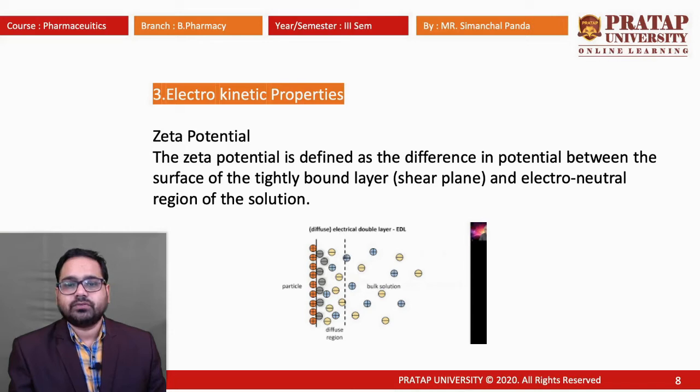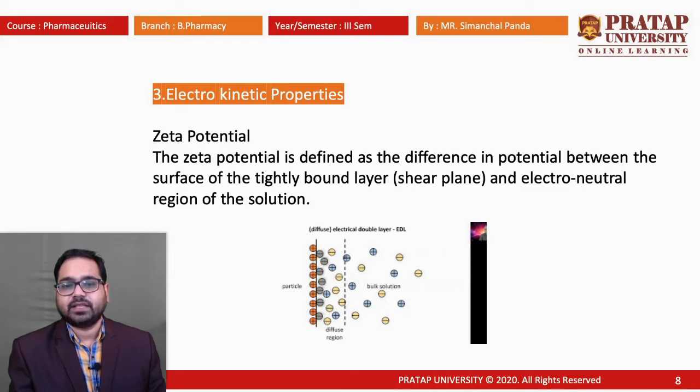So here we can see that there are three types of layers present. The first one is the electroneutral region. How many positive ions are present, that many negative ions are present, so there is no potential difference. But once we move away from this electroneutral region, we can see that the density of the two charges will vary. If those are near, we can see the second layer.